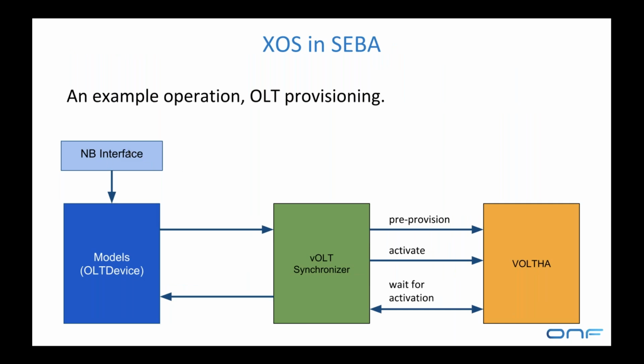Yeah, so this is exactly what happens. We create an OLT device model from a northbound interface, whether that is Tosca, REST, or gRPC. It's completely transparent for everything that happens in the southbound. I see. Okay, thank you.